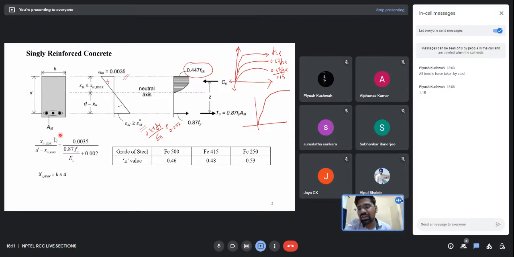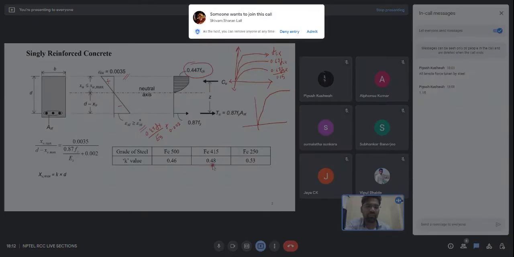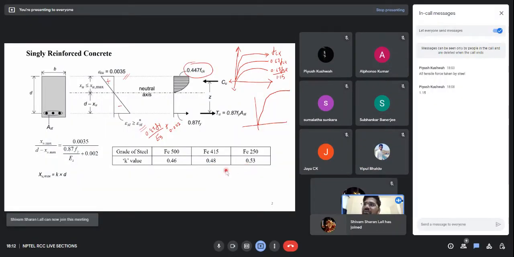Okay, fine. So from strain compatibility, I got this equation, and after solving this, I can get this simplified equation: xu max equal to k into d, where d is the effective depth of this beam and k depends upon the various grades of steel, because the only variable in this equation is Fy. Depending upon different grades of steel it will be changing, whereas the modulus of elasticity of steel always remains constant. So k will be varying, 0.46, 0.48, 0.53, depending upon different grades of steel.